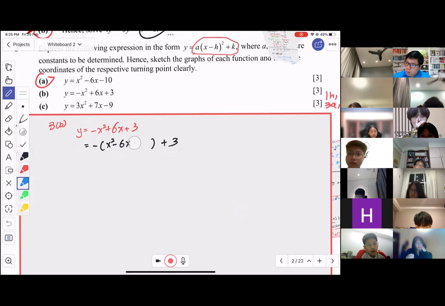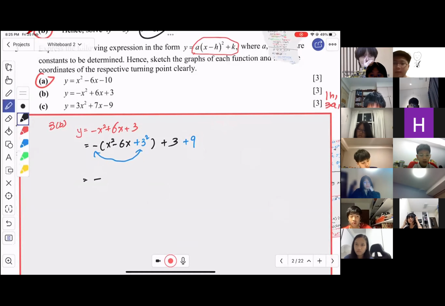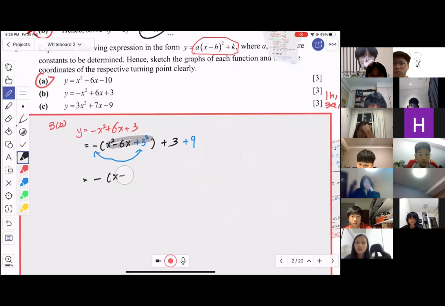From here, I can see that what I need is a 3 square. Overall, you realize that you actually borrowed a negative 9. So outside, you add a 9. Where is the student who asked this? Okay, so I just want to make sure that you understand. So this is negative, this entire portion after I factorize, that is x minus 3 bracket squared, plus 3 plus 9, that gives me a plus 12. So this is your final equation.